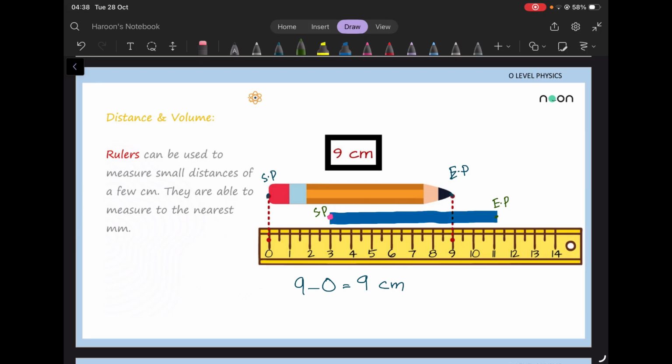Just by doing the final value, which is 11, minus the initial value, which is 3. So this gives me 8 centimeters. So always avoid the zero error. This would be standardized for all the tools. Final minus initial would give us the actual value that adjusts for the zero error.